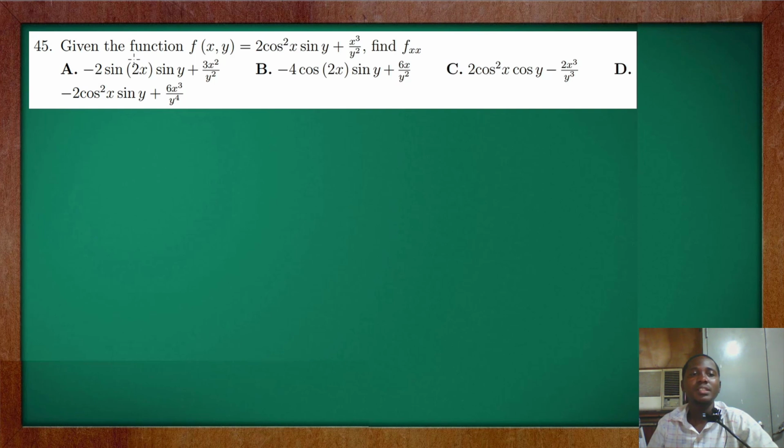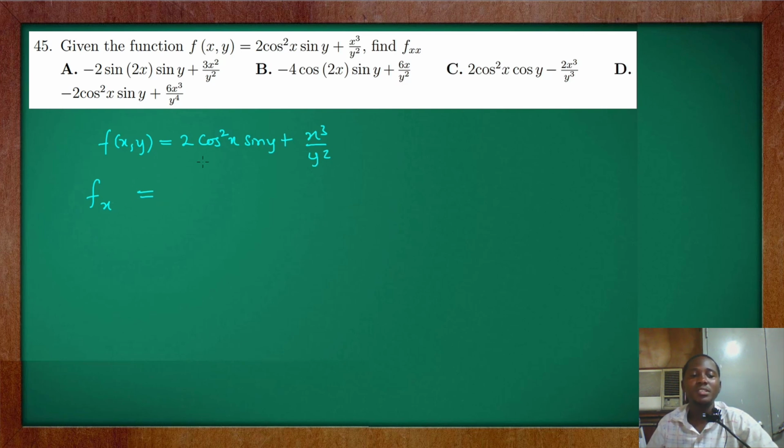In this question, they said given the function f of x comma y to be equal to 2 cos squared x sine y plus x cubed over y squared. So we have to find the second partial derivative with respect to x. So first we need to look for the first partial derivative with respect to x. And what would that give us?